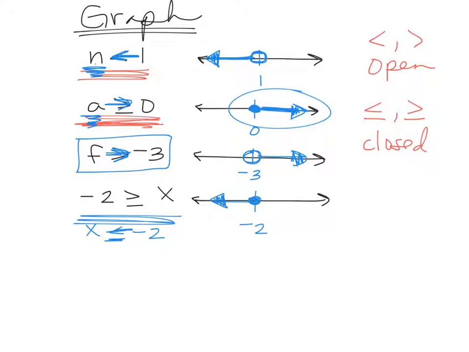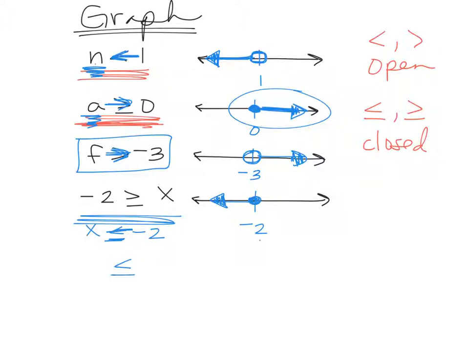Because it has the equal to underneath it. So if it's equal to? Whenever it's this, it's closed, because if it's equal to 2, it could include 2, right? Whereas if it's a is greater than -3, it can't include -3. It has to be more than that. Okay, Jayla?